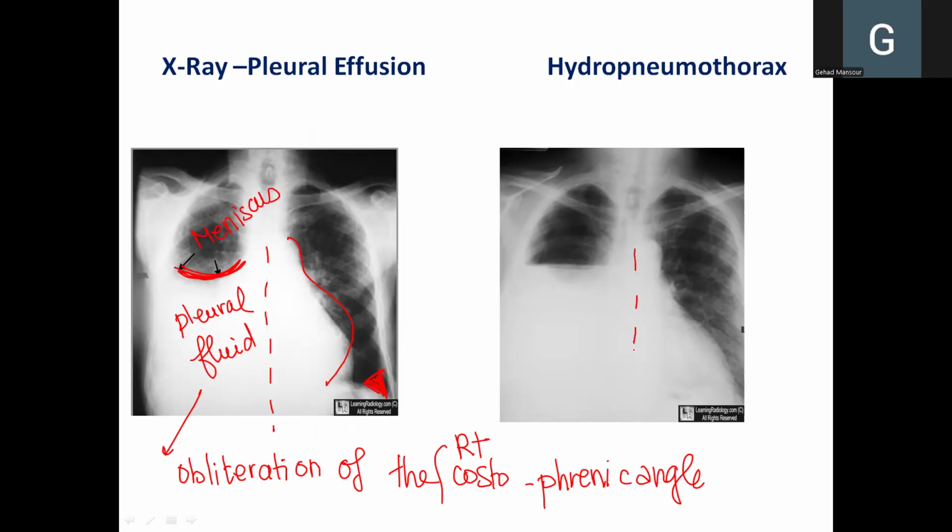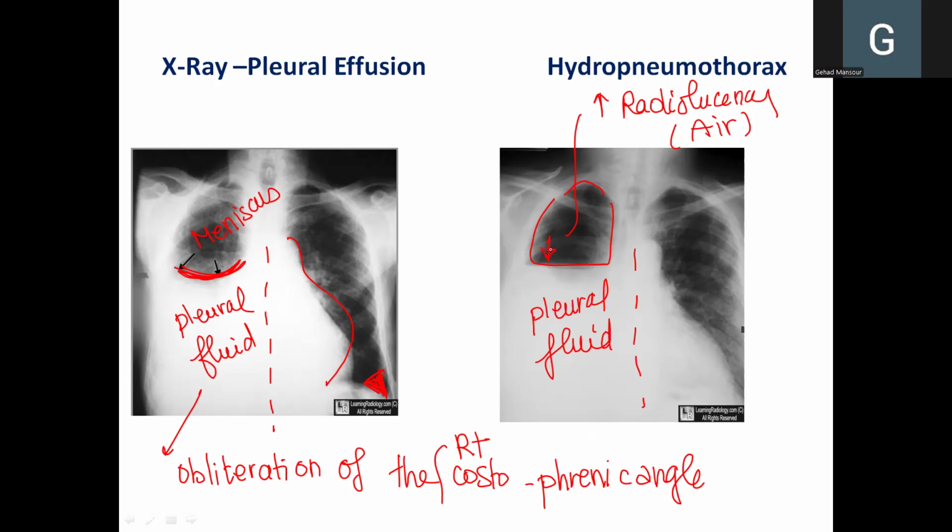Here, it's both pleural fluid, and above the pleural fluid, we can see increased radiolucency. It is more black because there is air that has been introduced, and that is the air that flattened the upper surface, and therefore this is a condition called hydropneumothorax, a more complicated condition where we have both pleural effusion and at the same time air in the pleural space.